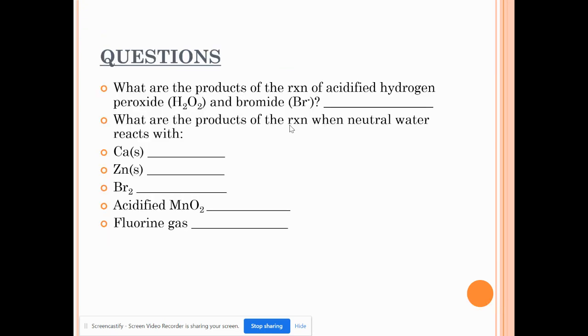All right, so let's do some of these questions. Not too difficult. Pause it right now, go through the questions, and then see if your answers match mine.